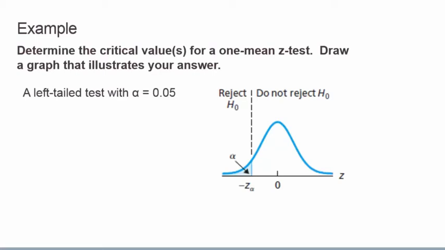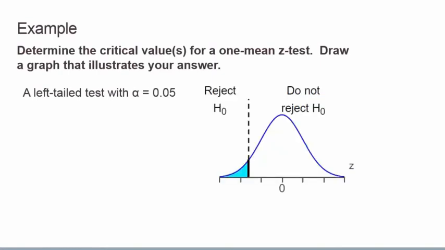First, let's change our drawing to something that matches our example. What we are given in the problem is alpha, which is the area to the left of our z-score, 0.05. Since our normal curve adds up to 1, we know the area to the right is 0.95. Now we want to find negative z sub 0.05. We're ready to go to our calculator.